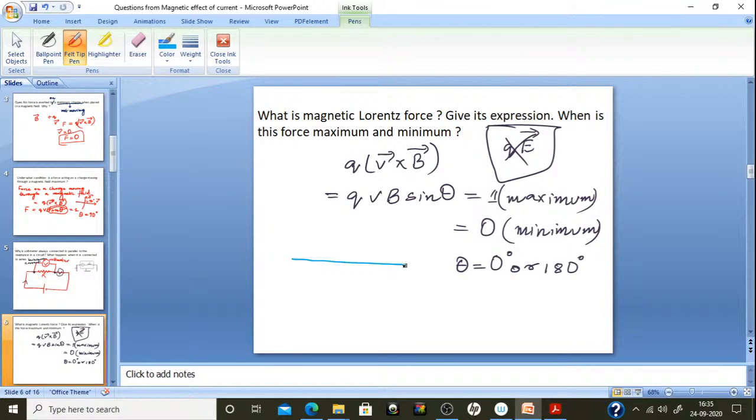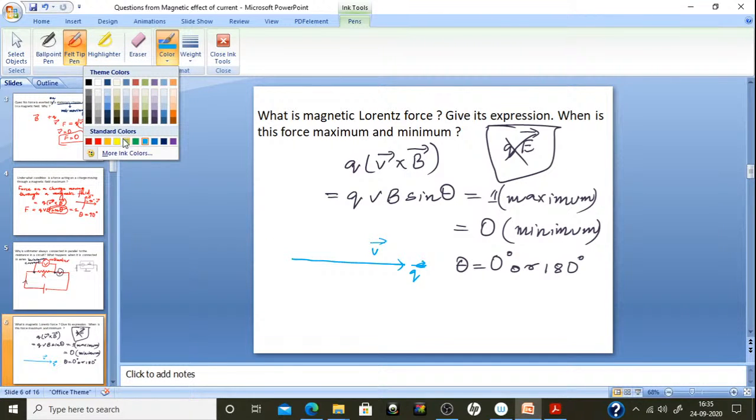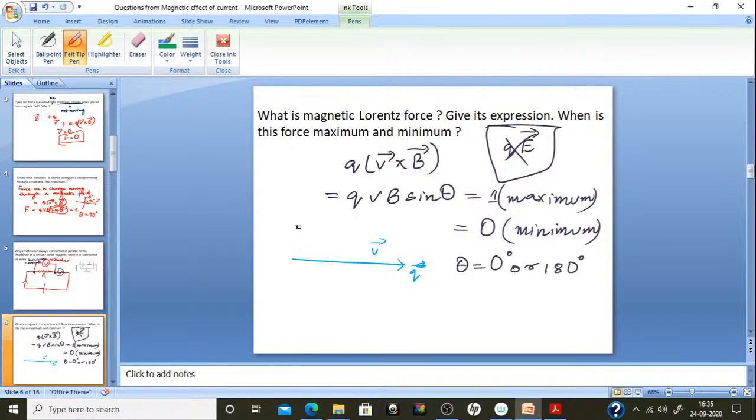Suppose your particle is moving in this direction, right, and your magnetic field is along this direction. In that case the angle between these two is 0. So if you put sin 0 degree here, this will become 0, so force will also become 0. So this is one way where the force will be minimum.